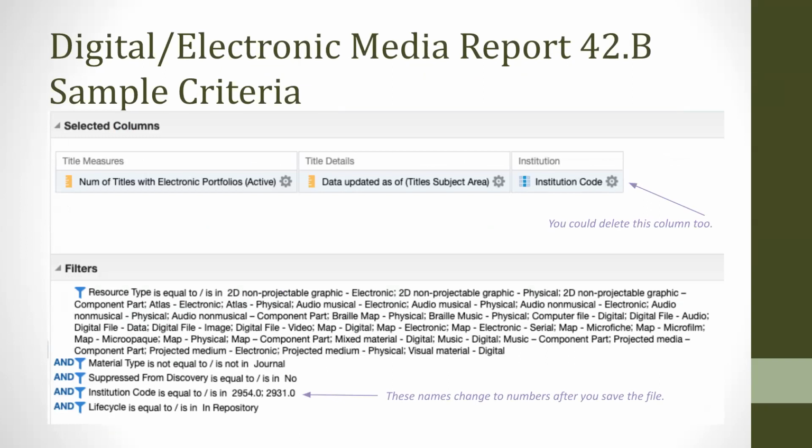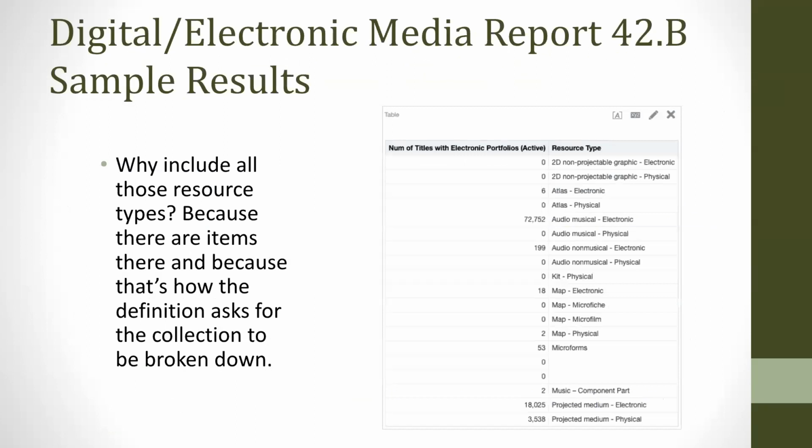When you save these reports, the names will change to numbers after you save them. When you go back later, they'll have a number, but that's okay. It's the same thing. But you can go back and open the filter, double check, put in your name and the Galileo network, and it is the same. And here's the results. And like Miriam said, you may want to run some test reports and see how your material types and resource types add up.